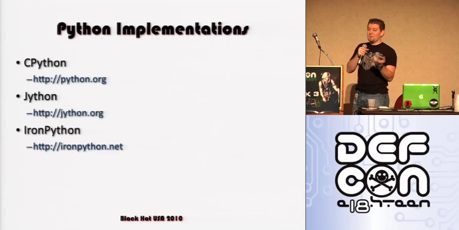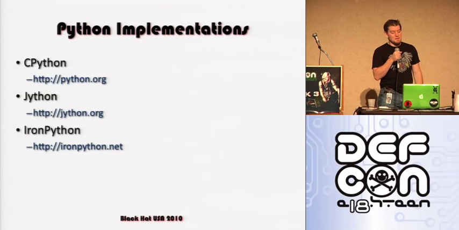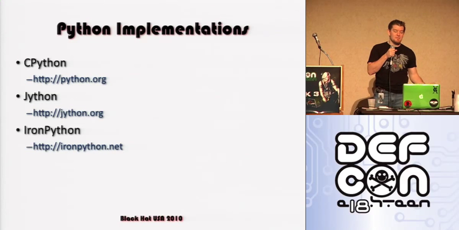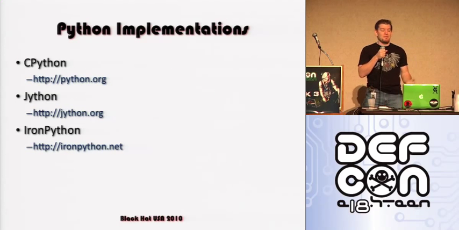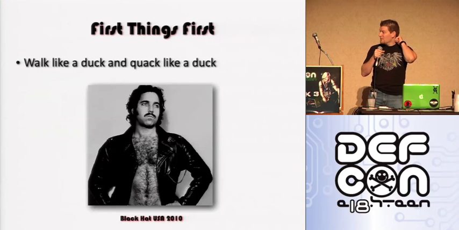There's a couple of different versions of Python. We only highlighted 3 here that may be of interest to you. CPython is the standard Python implementation that you probably have running on your system. Jython is Python in Java, and IronPython is Python in .NET. So we'll go into that a little bit later.